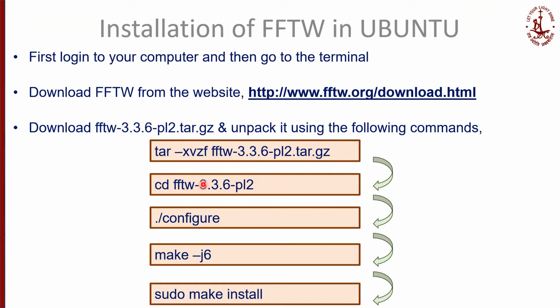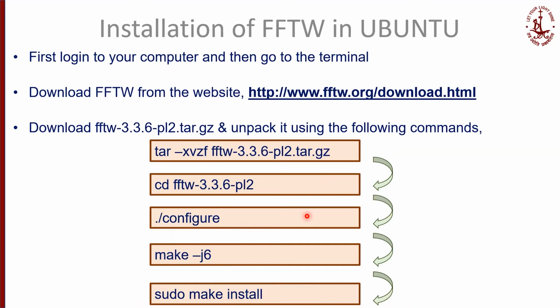So you go inside that folder. For going inside a folder, the command that is used is cd, change directory. Once you are inside the folder, you have to configure the fast Fourier transformation. In order to configure it, same command, ./configure. Once it is configured properly, you have to install it. So same thing, make -j6 and sudo make install.